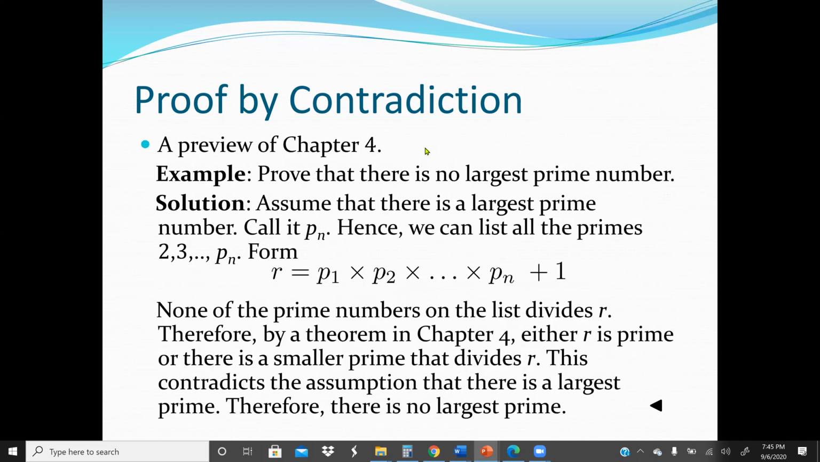Next is proof by contradiction. Here we should prove that there is no largest prime number. Assume that there is a largest prime number, call it Pn. Hence, we can list all the primes from 2, 3, all the way to Pn. None of the prime numbers on the list divide R. Therefore, by the theorem in chapter 4, either R is a prime or there is a smaller prime that divides R. This again contradicts the assumption that there is a largest prime.